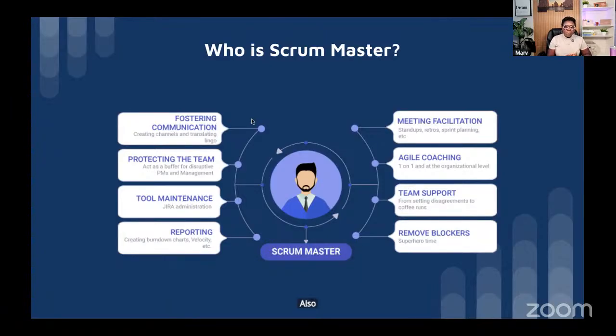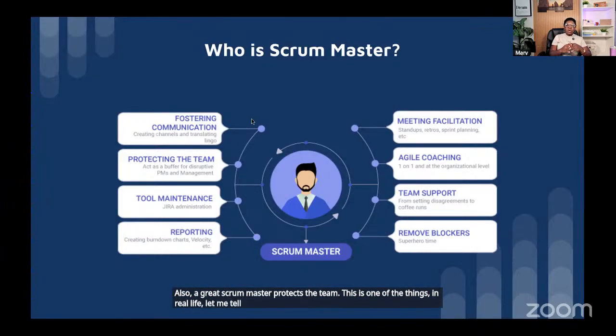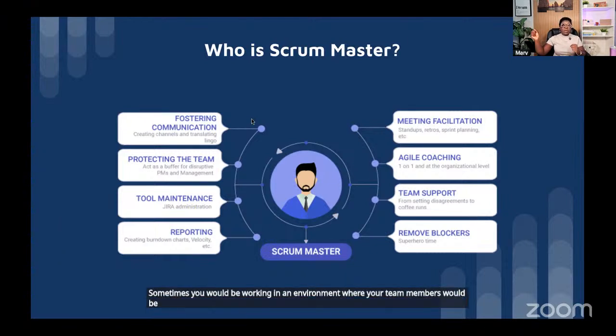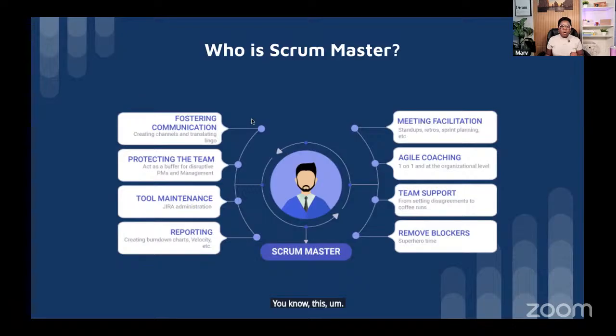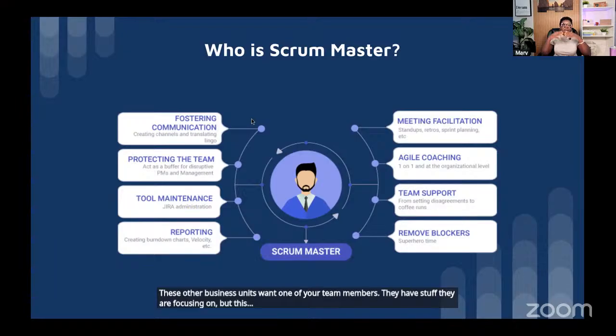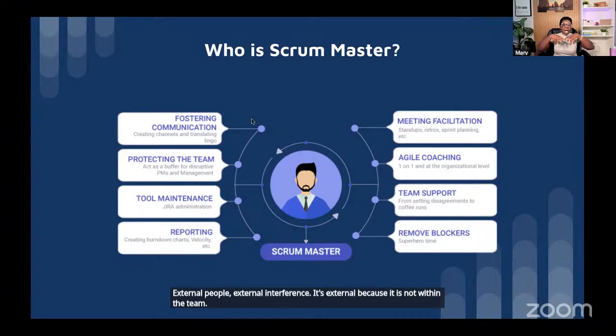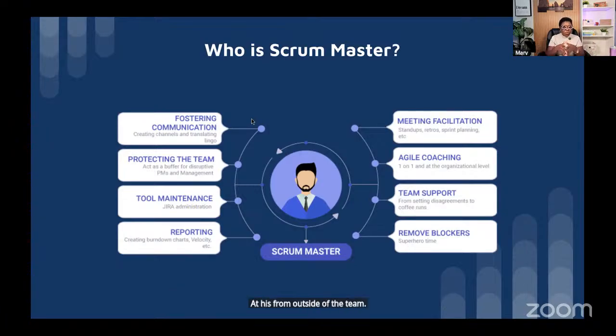Also, a great Scrum Master protects the team. This is one of the things in real life. Let me tell you, in real life, what this means is sometimes you would be working in an environment where your team members would be pulled apart. You know, this stakeholder wants one of your team members. These other business units want one of your team members. They have stuff they are focusing on, but this is external interference. It's external because it is not within the team. It is from outside of the team, but might be within the organization. But they keep pulling your team members apart.